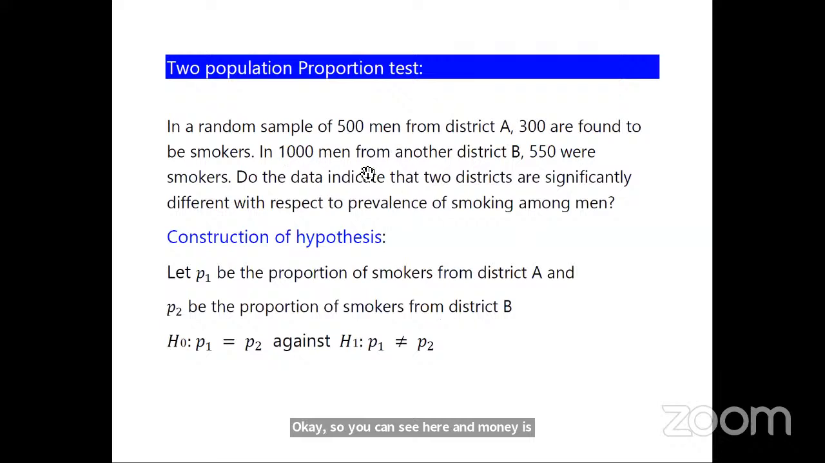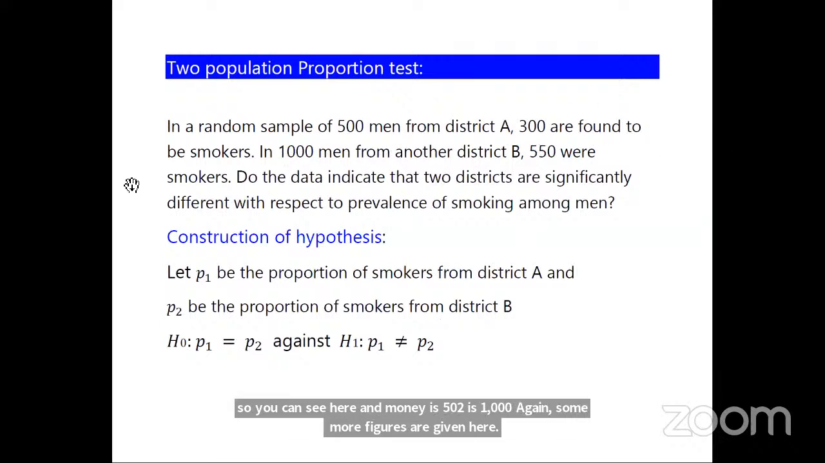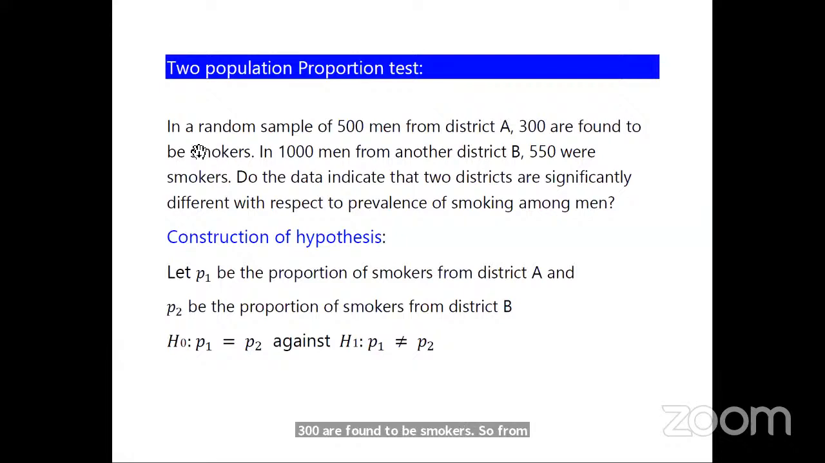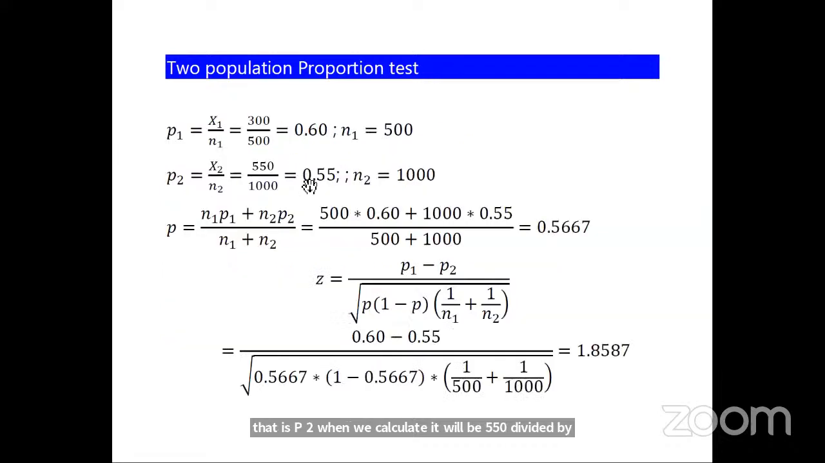Again, some more figures are given here. 300 are found to be smokers. So from this, we can calculate the value of P1. How we will calculate value of P1? P1 is 0.6. See, for P1, 300 are smokers and total 500 samples are taken. So it will be 300 upon 500. And for district B, that is P2, when we calculate, it will be 550 divided by 1000, as Bhagyashri said correctly.